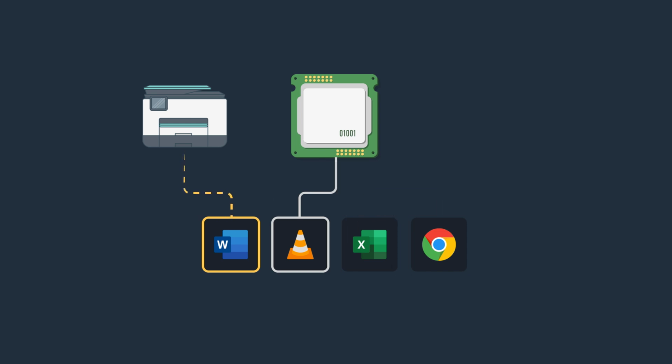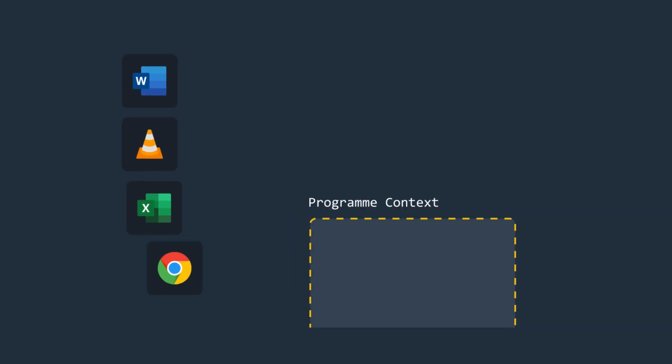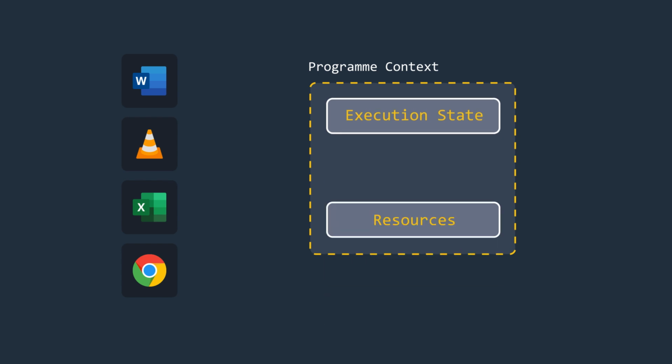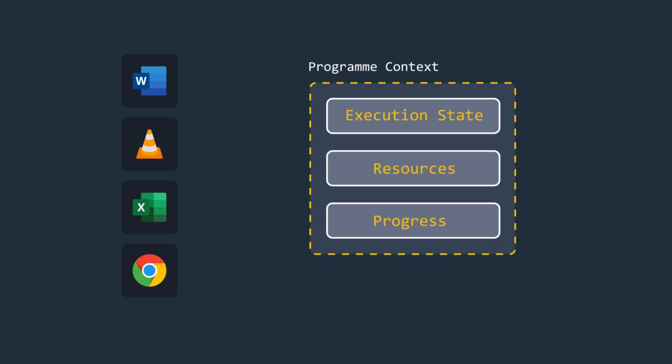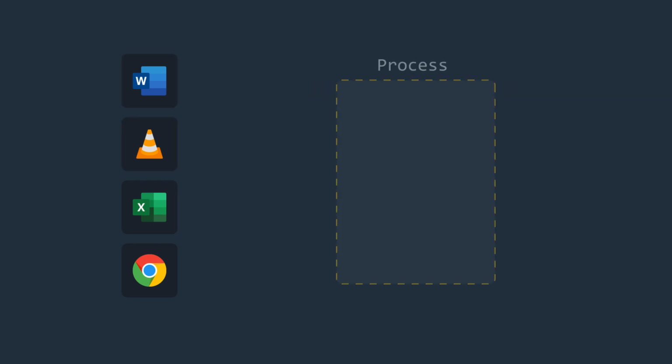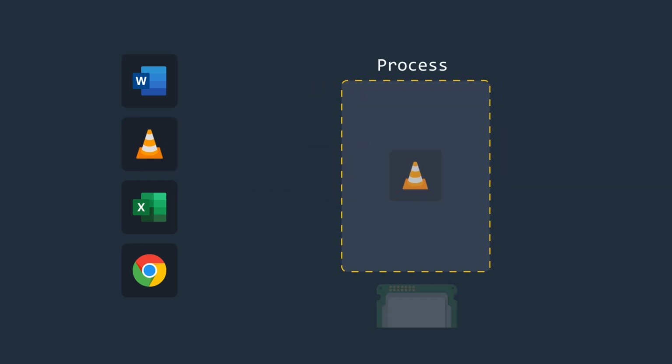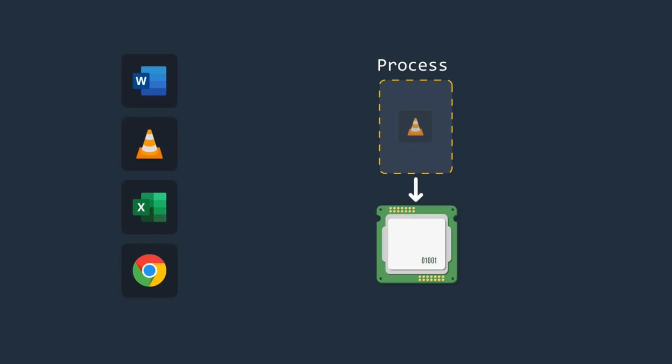However, this approach came with a challenge. How do we keep track of each program's execution state, resources, and progress, especially when the CPU switches rapidly between them? To solve this, operating system designers introduced the process, a way to represent a program in execution.